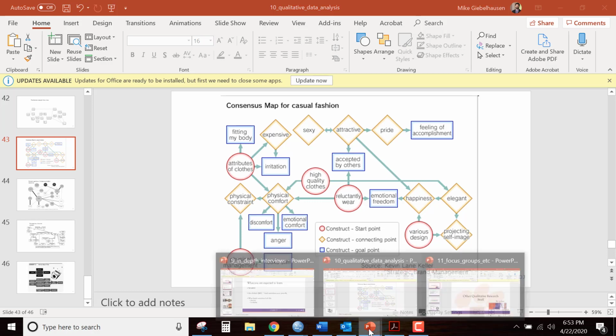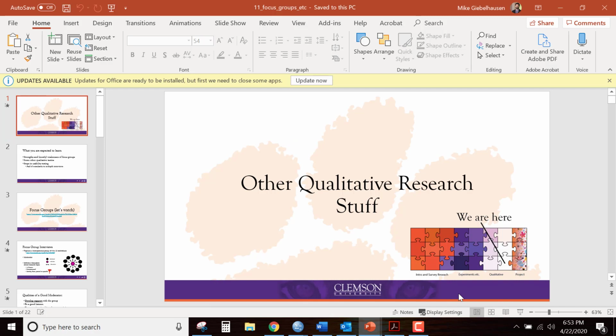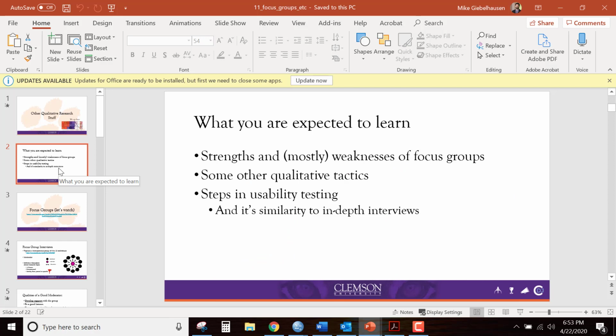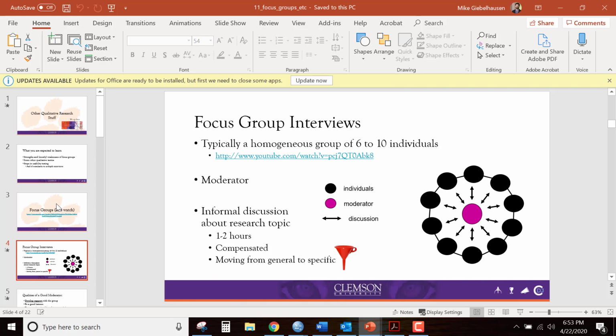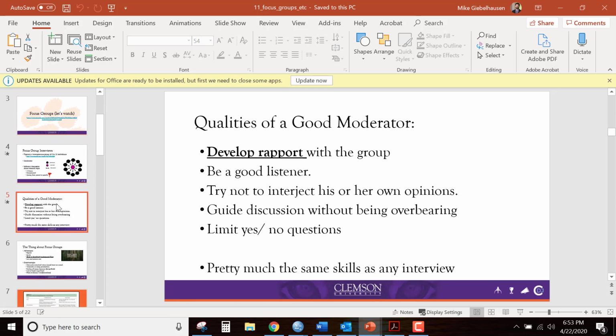Okay, so moving on to the last lecture, which was focus groups and other stuff. What we were expected to learn here is some strengths, and mostly weaknesses, of focus groups, some other qual tactics, and you finish up with usability testing. For this, we watched some focus group videos just to frame our discussion. So hopefully you had a chance to do that. But pretty much everyone is familiar with what a focus group looks like: a group of people sitting around a table with a moderator talking about some topic.